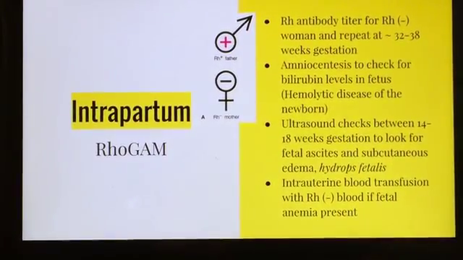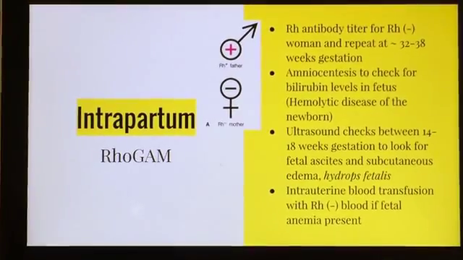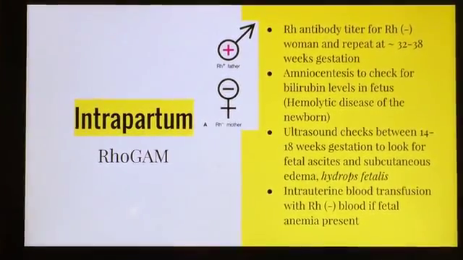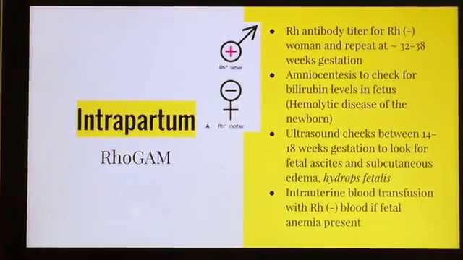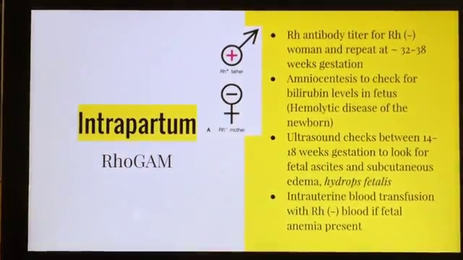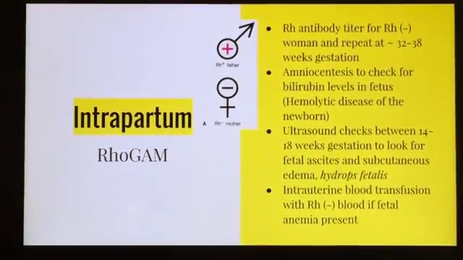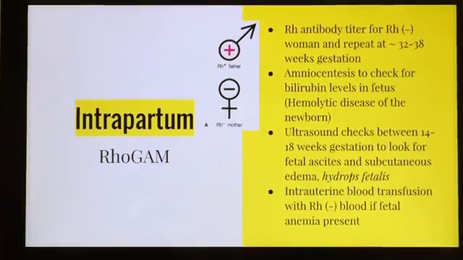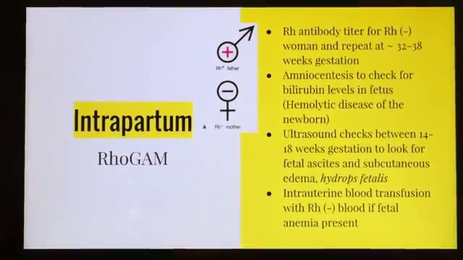So again, RH antibody titer for the RH negative woman at 28 weeks gestation. The amnio, since we have incompatibility, is recommended to check for bilirubin levels in the fetus. As Sima mentioned, these can be one of the complications, and so I want to check and make sure that the fetus is doing okay.